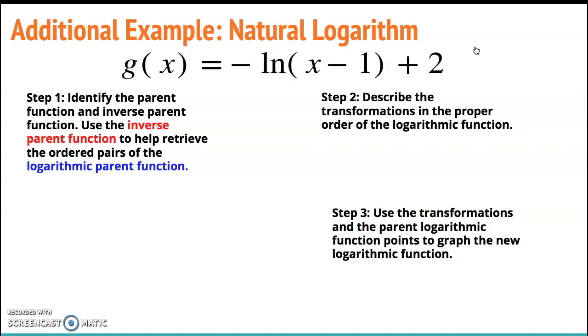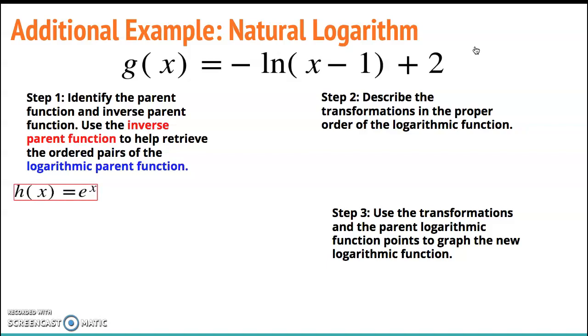So if we want to graph negative ln of x minus 1 plus 2, we want to first identify, same steps here, the parent function and the inverse parent function. So the parent function, if we remove all the things being added, subtracted, and multiplied to this logarithmic function, we just have plain old natural log of x. And if you recall, the natural log of x is what we call the natural logarithm, and the natural logarithm is assumed to have a base e. So its inverse parent function is e to the x.